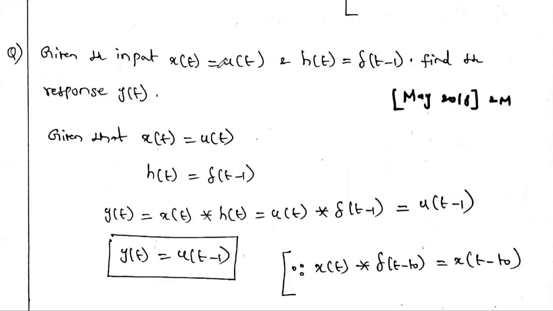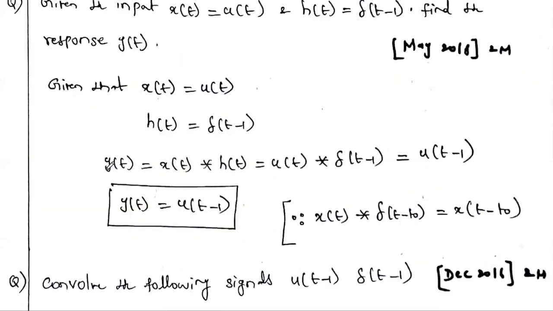Here the input is given and the impulse response is given. The question is that we have to find the response y of t. First you have to write down the given data. You know the input x of t and the impulse response, so how can you calculate the output? The output is calculated by performing the convolution between x of t and h of t. What is x of t? It's u of t. What is h of t? It's del of t minus 1. So u of t convolution with del of t minus 1.